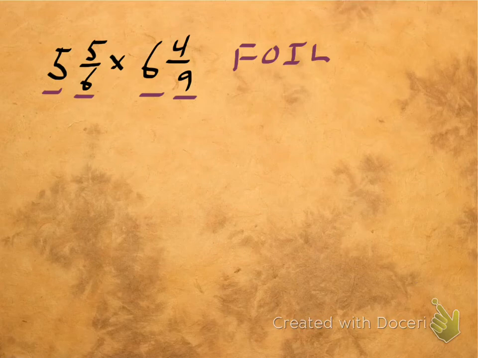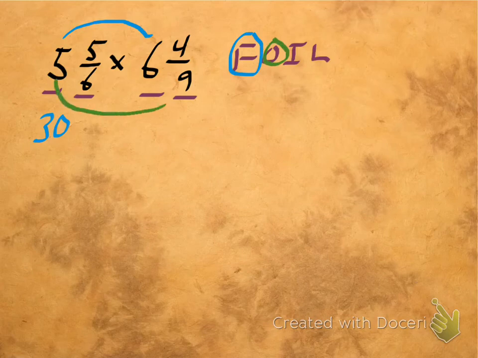If I draw that in, it'll make a little bit more sense. So firsts, what I mean is 5 times 6 is 30. It might be on the daily quiz. The outers is the first thing and the last thing. This is the outers. So 5 times 4/9 would give me 20 over 9 if I multiply the number 5 times 4/9. Okay?